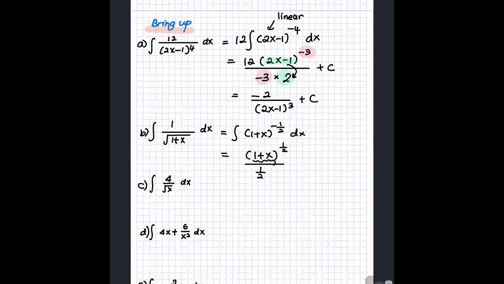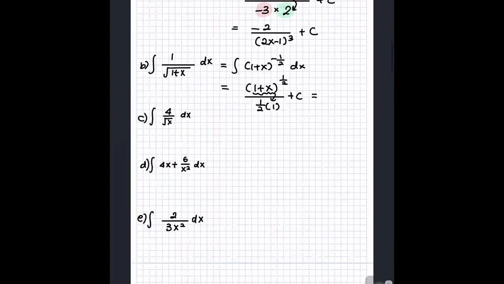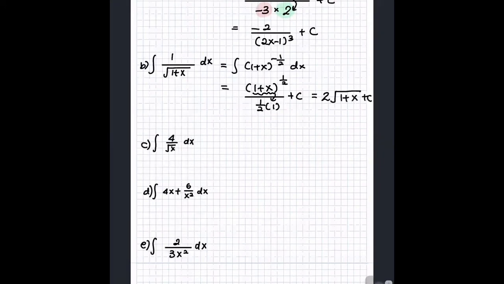So I don't have to write. But if you really want to write, go ahead. So can you simplify the answer, Ivy? 2 times 1 plus x to the power of half plus c. Very good. Nice job.